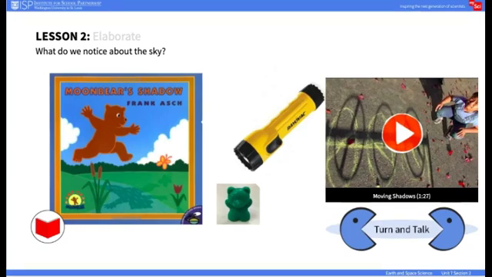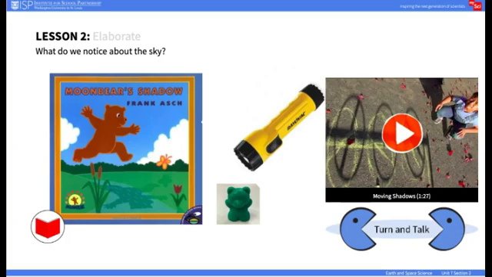Model using the flashlight to represent the sun and move it in an arc over the bear, starting with the flashlight on the desk or table. This shows the movement of the bear's shadow in relationship to the flashlight. Allow students to try moving the flashlight in an arc over the bear, giving plenty of time for the students to practice what was modeled.